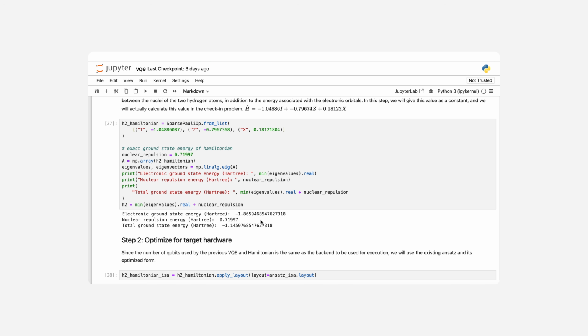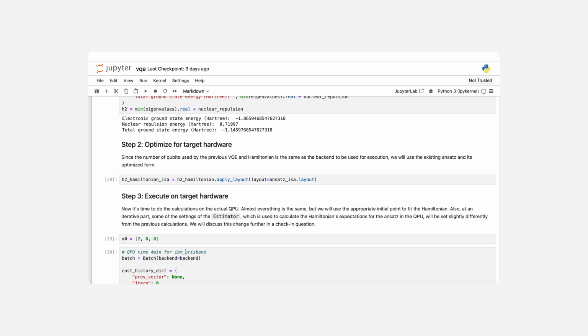Following a similar mapping procedure as before, we arrive at the Hamiltonian shown here. Diagonalizing and adding the nuclear repulsion energy, our target ground state energy is -1.146 Hartree. That's the target we're trying to hit. Since H2 also reduces to a 1-qubit problem after symmetry reduction, we can use the same 3-parameter ansatz as before.